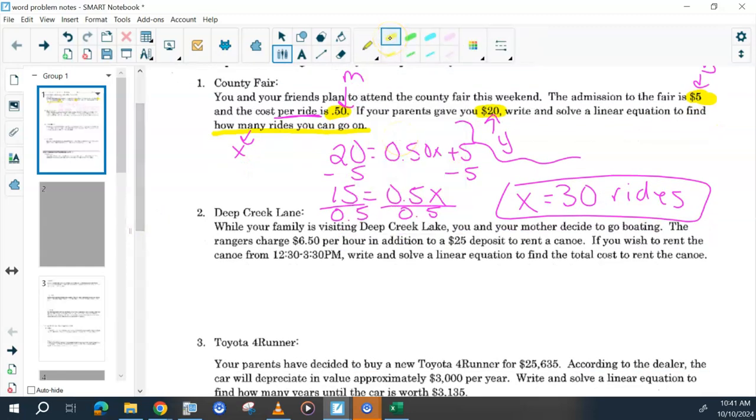Okay, so in number 2, the Deep Creek Lake. While your family is visiting Deep Creek Lake, you and your mother decide to go boating. The rangers charge $6.50 per hour, in addition to a $25 deposit to rent a canoe. If you wish to rent the canoe from 12:30 to 3:30 p.m., write and solve a linear equation to find the total cost to rent the canoe. What stands out? 6.50, 25, 12:30 to 3:30, and what are we looking for? The total cost.